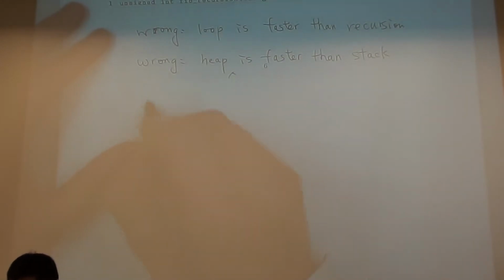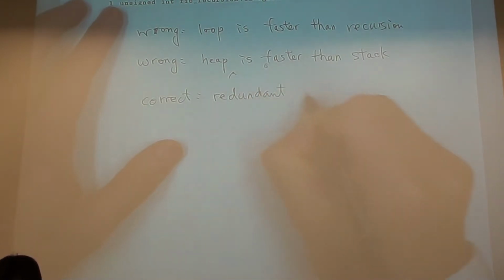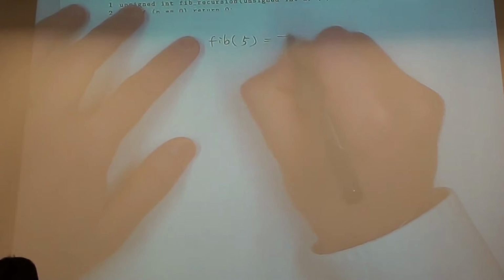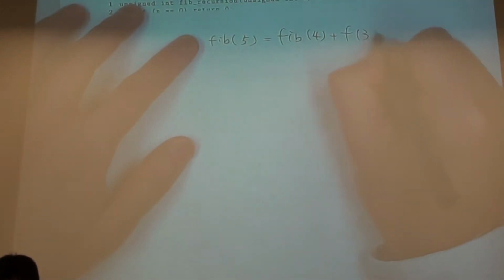So the correct answer is redundant computation. Or if you can express that concept in some other way. So if you look at how we calculate Fibonacci using recursion, let's say fib 5 is 4 plus 3.